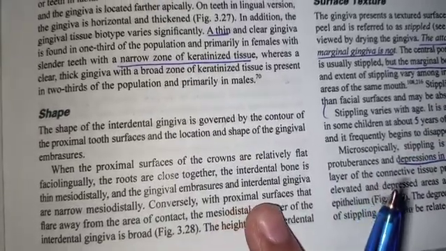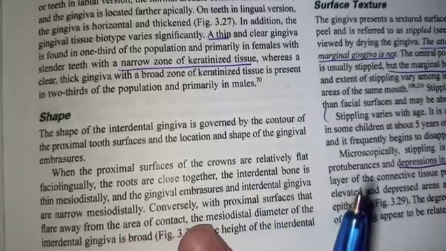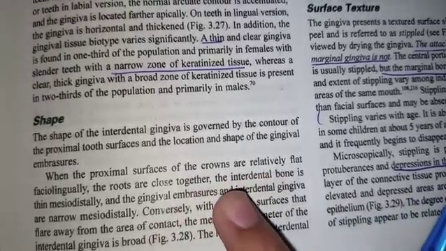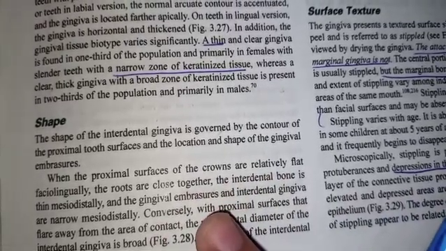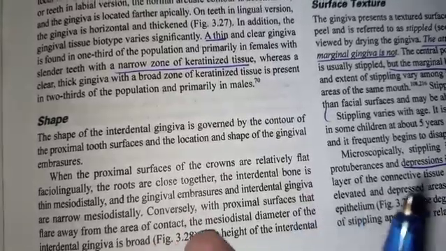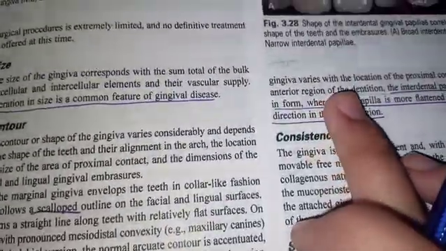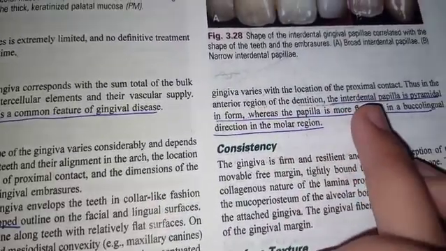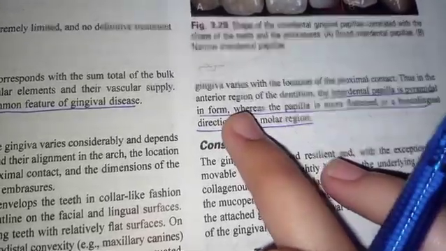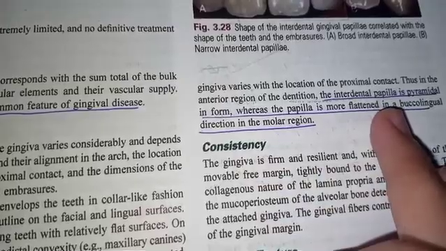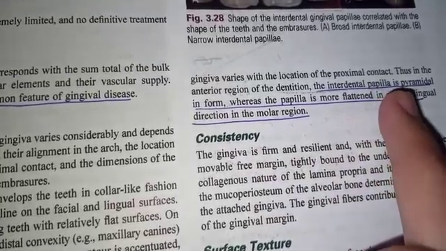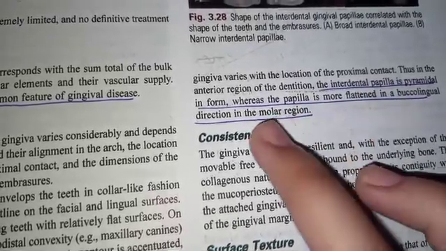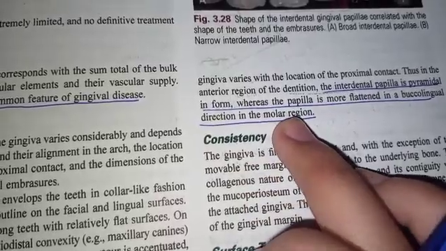On the other hand, when the proximal surfaces are far away from the area of contact, the mesiodistal diameter of the interdental gingiva is broad. Here the interdental gingiva was narrow, but here it is broad. The height of the interdental gingiva varies with the location of the proximal contact. Thus, in the anterior region of the dentition, the interdental papilla is pyramidal, a very important point, whereas the papilla is more flattened buccolingually in the posterior side, which is the molar region.